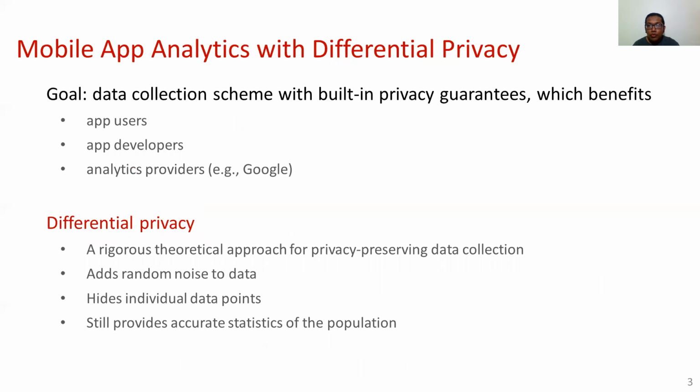In our paper, we propose a data collection scheme with built-in privacy guarantees, which would benefit the app users by providing well-defined privacy protection for their data, the app developers who can claim with confidence that they provide privacy by design, and also the analytics providers who can guarantee that the data collected through their infrastructures has privacy protection from the ground up. The privacy guarantees are ensured through differential privacy, which is a rigorous theoretical approach used for privacy-preserving data collection. Differentially private schemes add noise to the data to hide individual data points but still provide accurate statistics of the population.